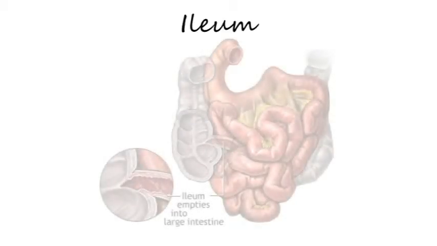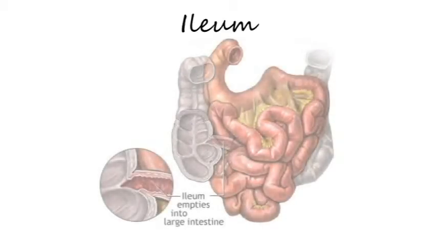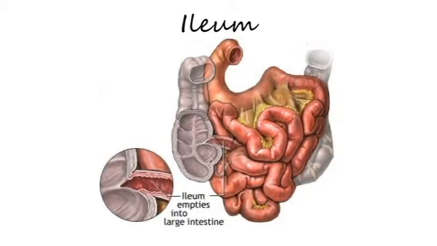The third part of the small intestine is the ileum. The ileum, which is the final section of the small intestine, is about 3 meters long and contains villi similar to the jejunum. It absorbs mainly vitamin B12 and bile acids, as well as any other remaining nutrients. The ileum joins the cecum of the large intestine.